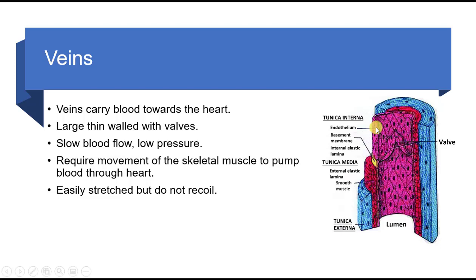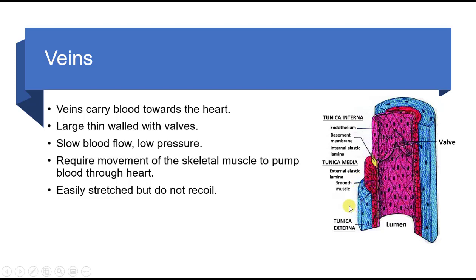First, the lumen of the vein is covered by the endothelial membrane, which is a part of the tunica interna. Then the endothelial membrane is covered by the basement membrane and the internal elastic lamina. After that, we have the tunica media, which is composed of the external elastic lamina and the smooth muscle. Then we have the tunica externa, which is composed of connective tissues. Veins generally have a very thin tunica media and tunica externa as compared to arteries.